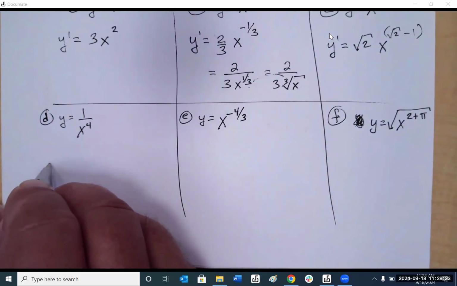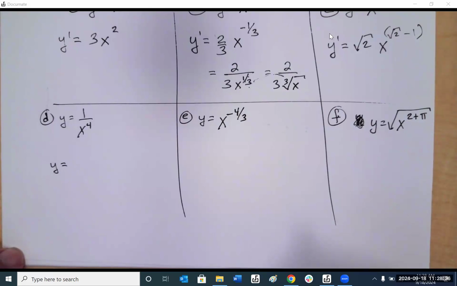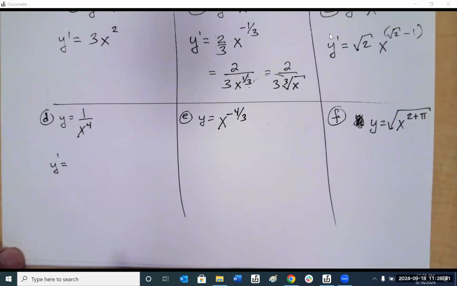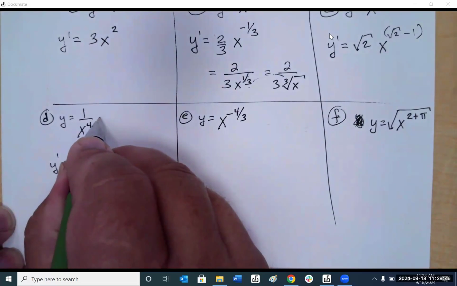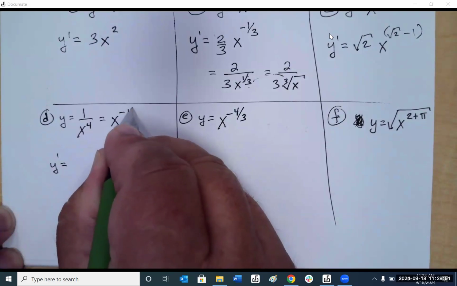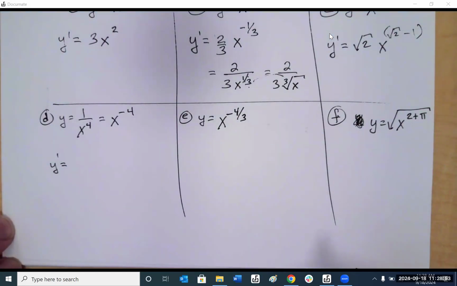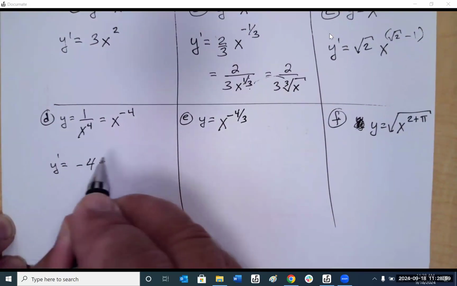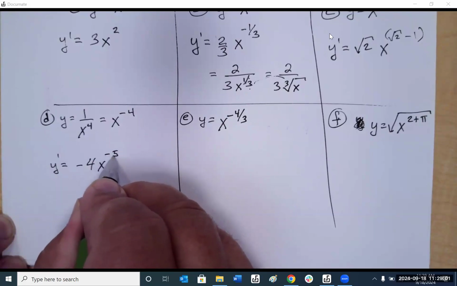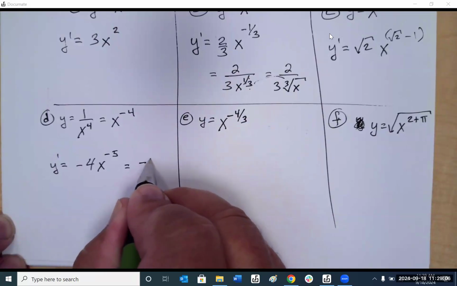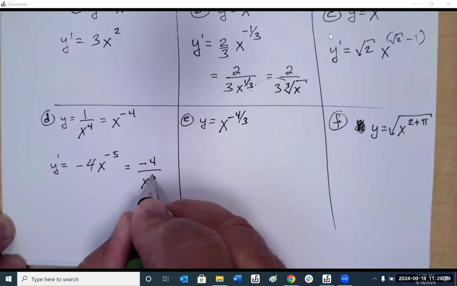How about D? The derivative here. Well, first off, change this one to what? Mm-hmm. And then that would be written as negative 4 over x to the 5th.